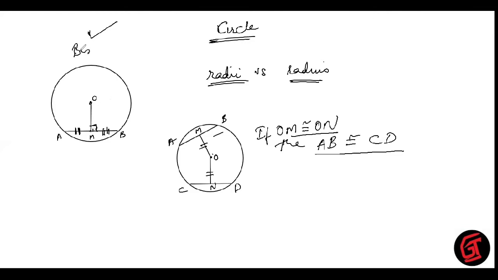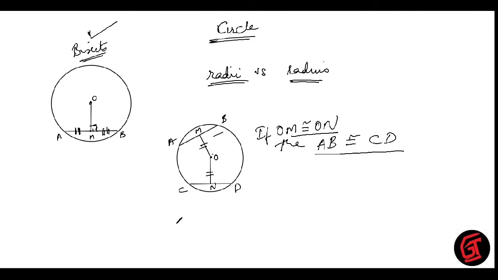What is the meaning of the word bisects? Bisects means divides the chord, or divides anything, into two equal parts. So OM bisects AB, point M bisects AB, that means AM is congruent to MB, or AM is equal to MB. Okay, the next and the last revision part, concentric circles.